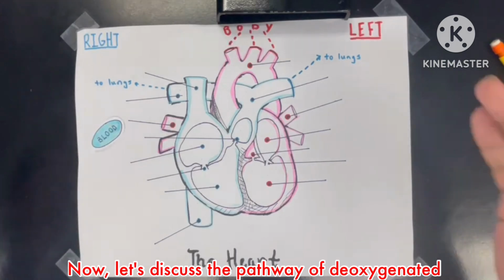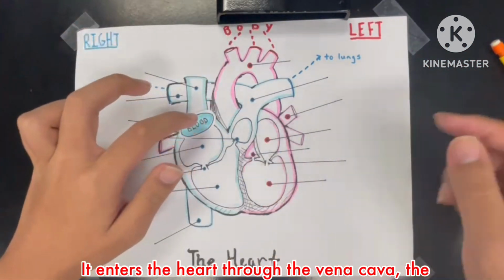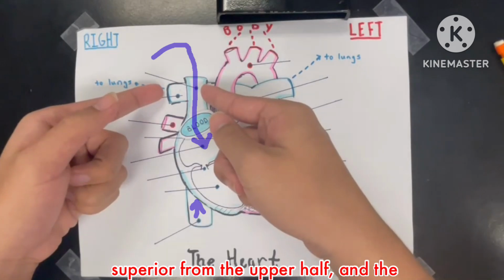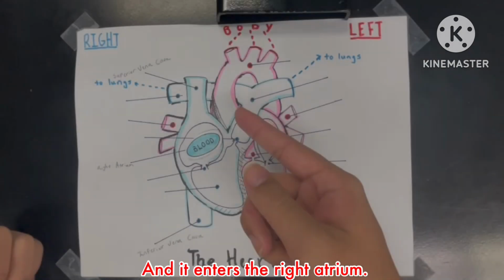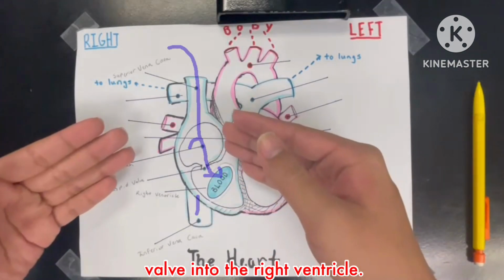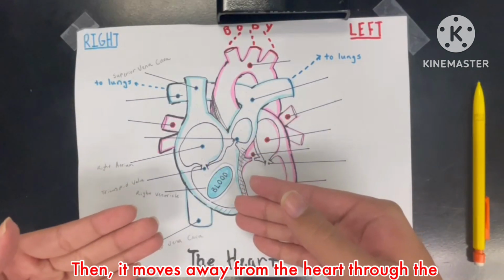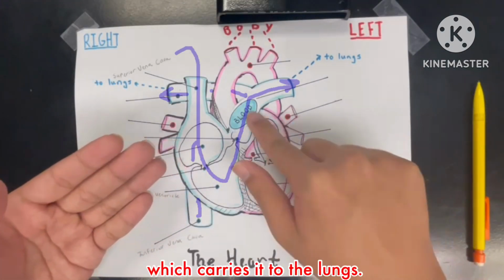Now, let's discuss the pathway of deoxygenated blood. It enters the heart through the vena cava, the superior from the upper half and the inferior from the lower half of your body, and it enters the right atrium. From there, it passes through the tricuspid valve into the right ventricle. Then, it moves away from the heart through the pulmonary valve to the pulmonary artery, which carries it to the lungs.